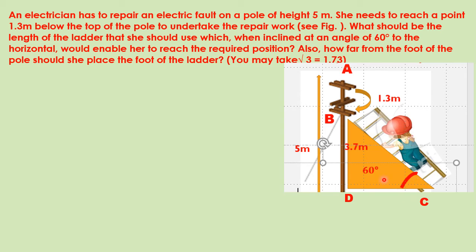So be careful, 60 degrees is at point C. Now we have to find BC, which is the length of the ladder. So how shall we write it stepwise?